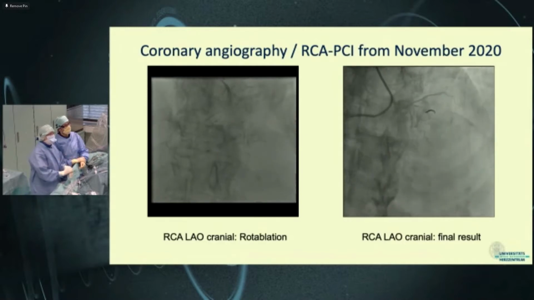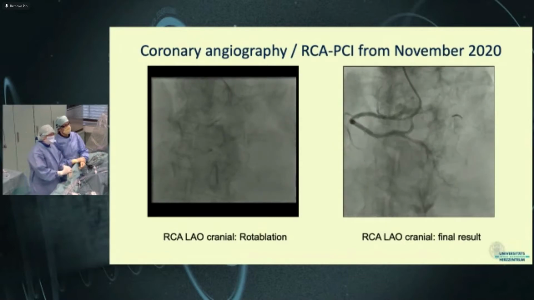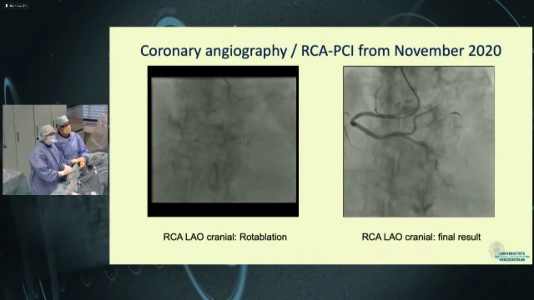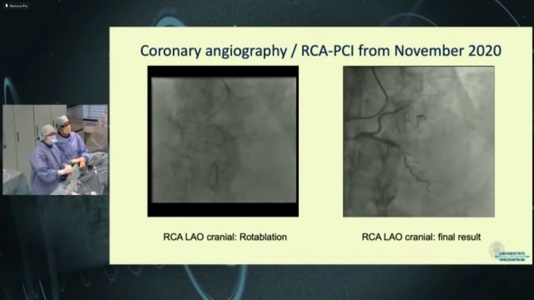And maybe you can recognize coils here. Due to resistance, it was even very difficult to place the wire. There was some small perforation in the small side branch, but we could manage this with coiling.